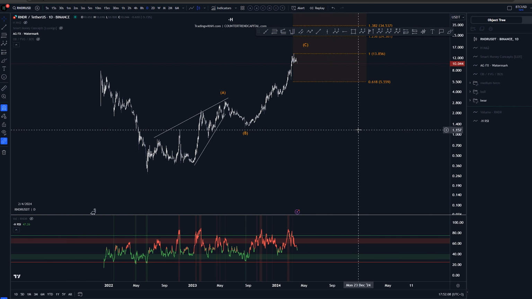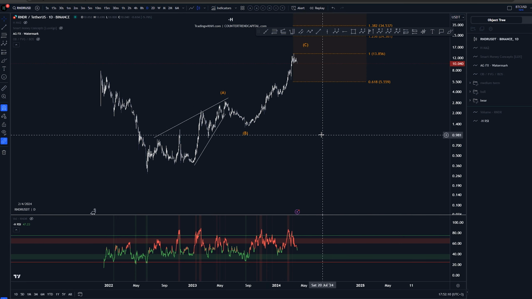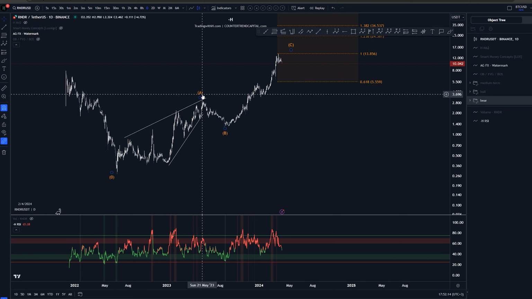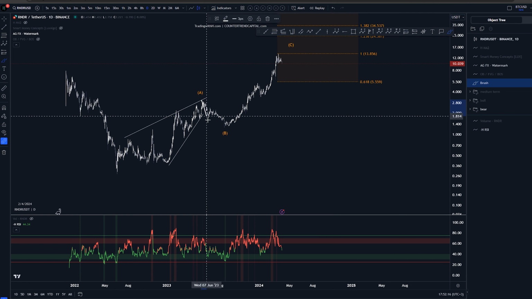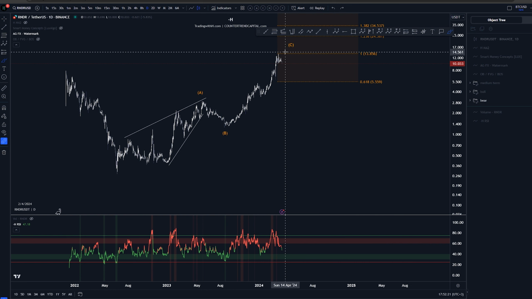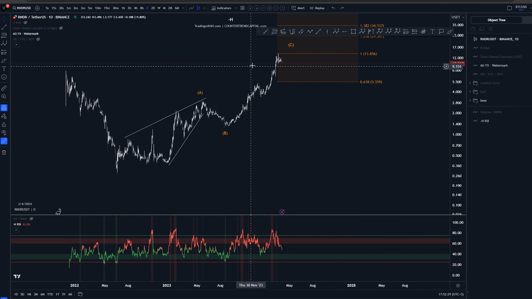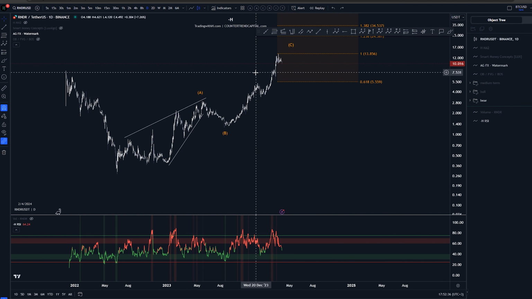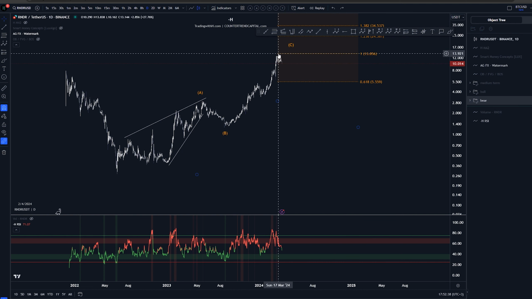And here it is. If we look at this on a macro degree, we can easily label this as a diagonal wave A, a three-wave pullback into a wave B, and then again a move to the upside with a one-to-one tag basically at that high, and now we are getting a reaction of some sort. Once we dive into smaller time frames, there are a few ways to label this whole thing, but that one-to-one tag is kind of important.